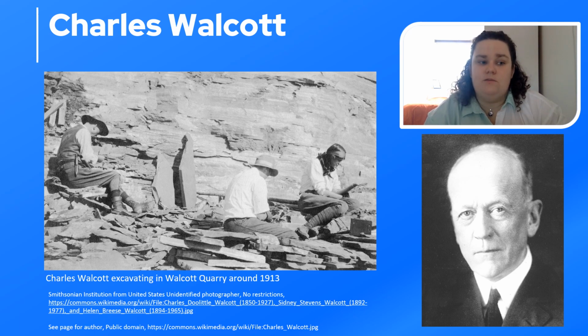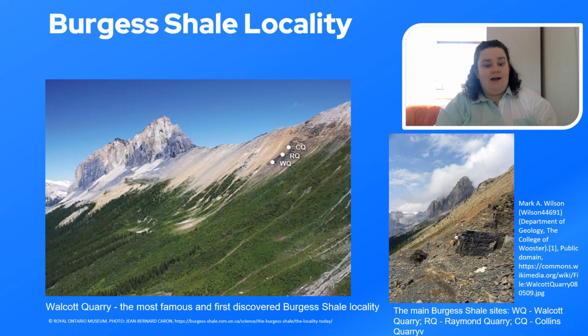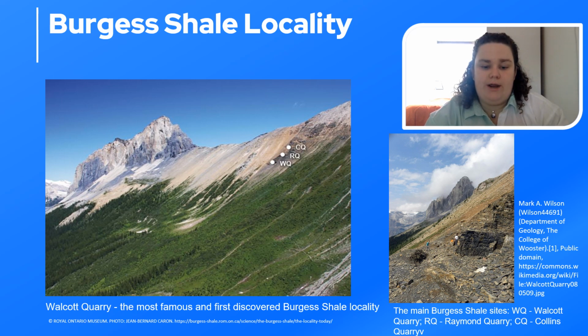There are two different takes on how Walcott found the fossils. The first being that his wife's horse slipped, which overturned a rock, which Walcott then hit with his hammer to expose these fossils. The second being that as he was walking down the steep slope of the mountain, he stopped and looked down to find his footing, and there was just a fossil in the rock by his foot. There are three main localities where fossils are found in the Burgess Shale: the Walcott Quarry, Raymond Quarry, and Collins Quarry. Walcott Quarry is the first discovered locality.